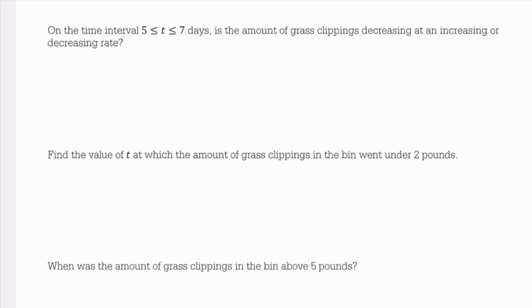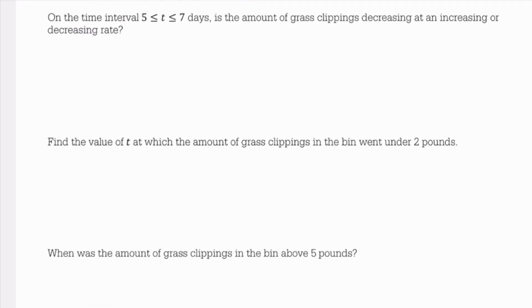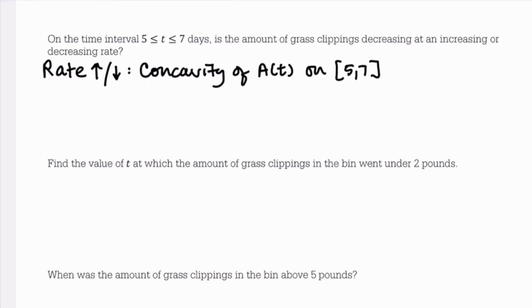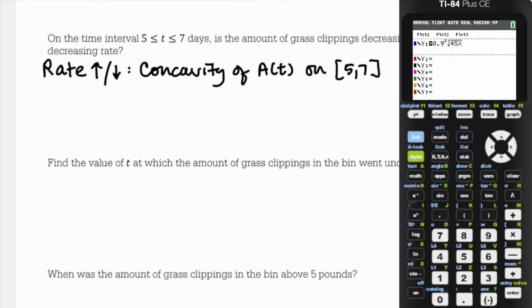On the time interval 5 to 7 days, is the amount of grass clippings decreasing at an increasing or decreasing rate? Well, they're just telling us that from 5 to 7, the amount is decreasing. So if they want to know if the rate is increasing or decreasing, that's going to be asking about the concavity of the graph of A of t on the interval 5 to 7. I think that's something we would be best off looking at a graph on the calculator to find out. All right, so I bring that back.